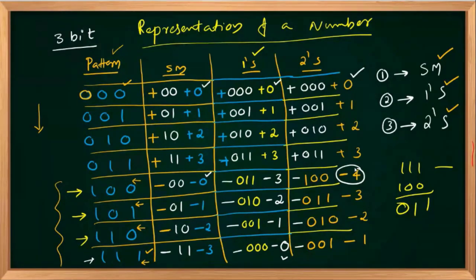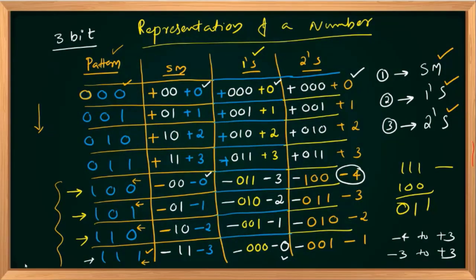If MSB is 0, no issues: positive sign, entire pattern, same magnitude. If MSB is 1, the number is negative, then before taking the magnitude, you should take 2's complement of the given pattern, right? So in 2's complement representation, you can represent from minus 4 to positive 3. In signed magnitude and 1's complement, you can represent from minus 3 to plus 3. In 2's complement representation, you have only one zero, positive 0. In the other representations, you'll have two zeros, positive and negative zeros.